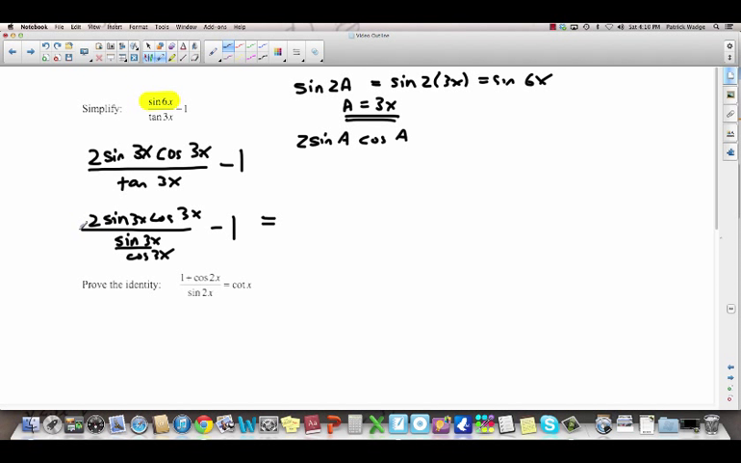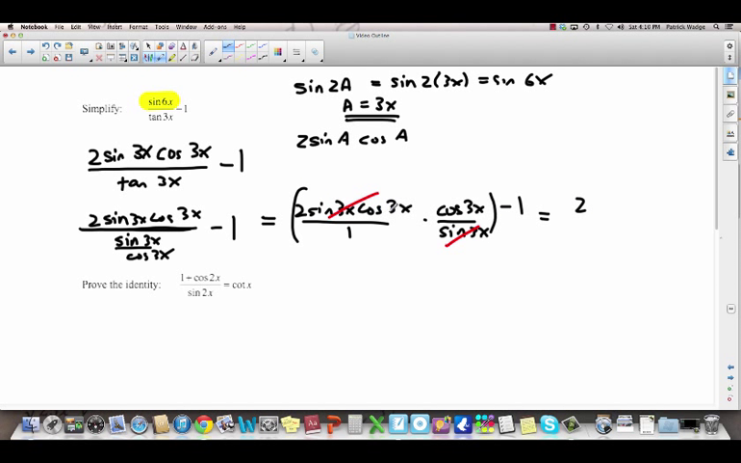Okay, well, let's simplify this. Remember, this means divide, so we have 2 sine 3x cos 3x all over 1 divided by, but I'm going to flip and multiply, reciprocal, right? So I get cos 3x over sine 3x, and once I've done that, I'll subtract the 1. Now you can see that the sine 3x and the sine 3x cancel out. So what I'm left with is 2 cos 3x cos 3x. Well, that's the same as 2 cos squared 3x minus 1.